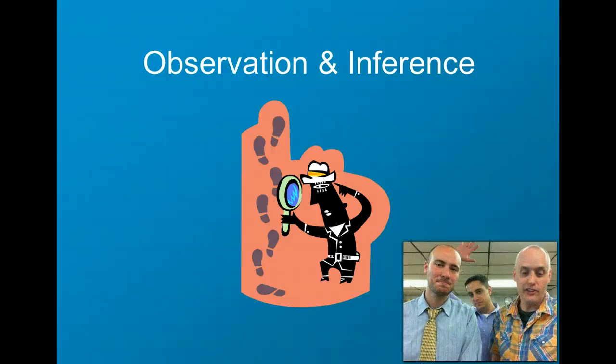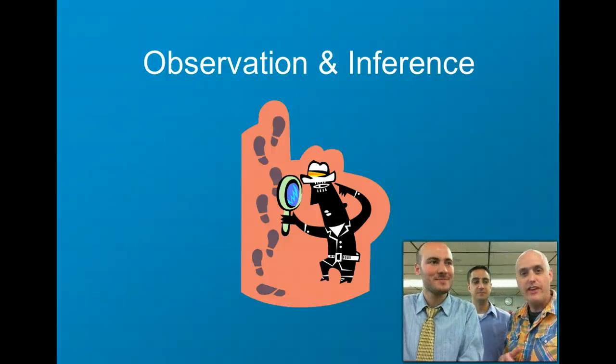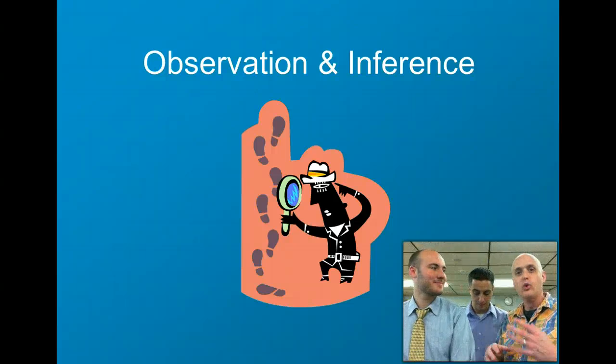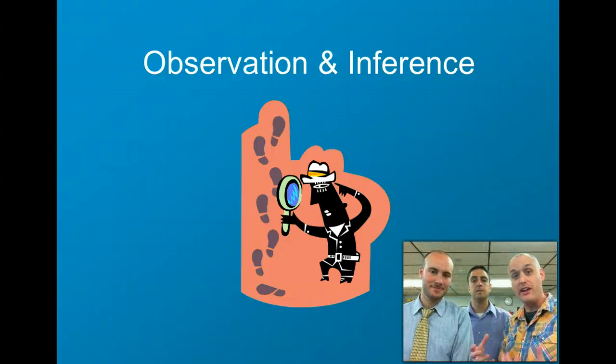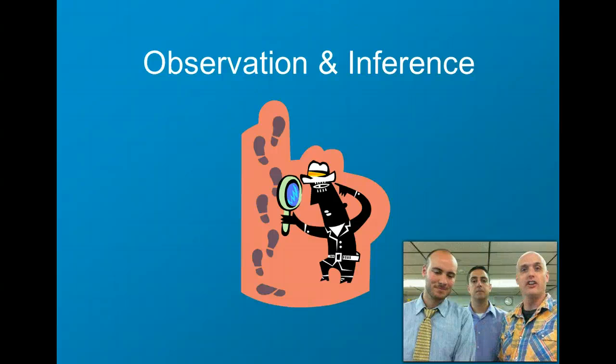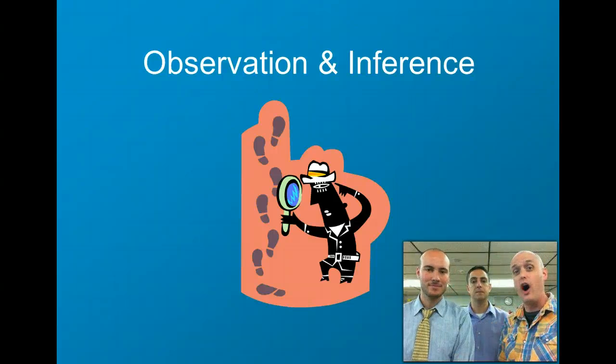Hey guys, we're back with another topic. This time we're going to go over observations and inference. Basically, these are tools or little processes that we use to gather information and then guide us along finding answers for ourselves. These are things you do all the time. We're just going to put names on these things and show you really what they are.